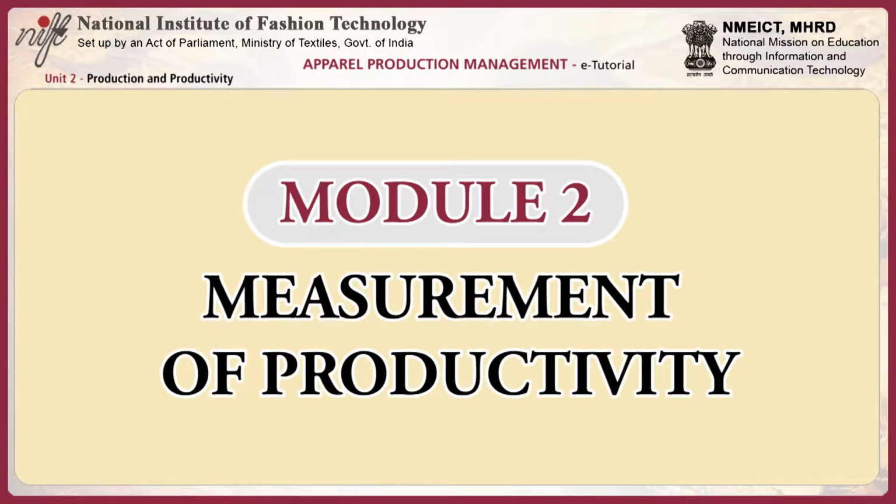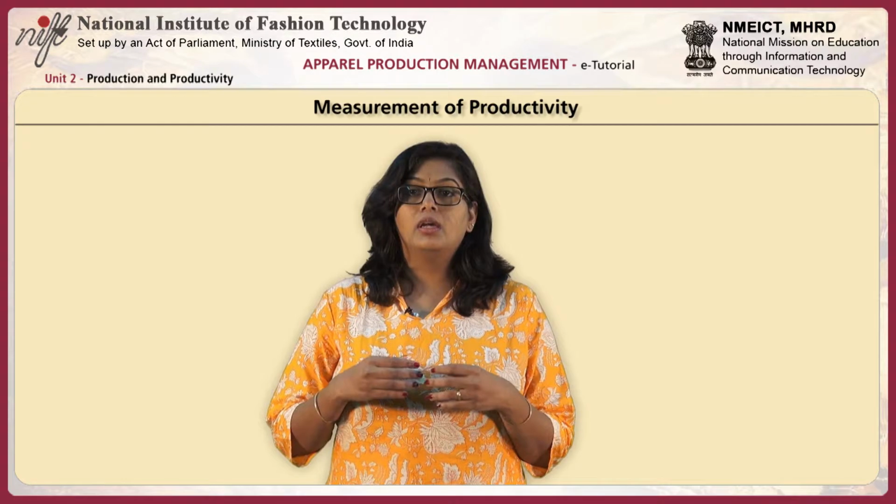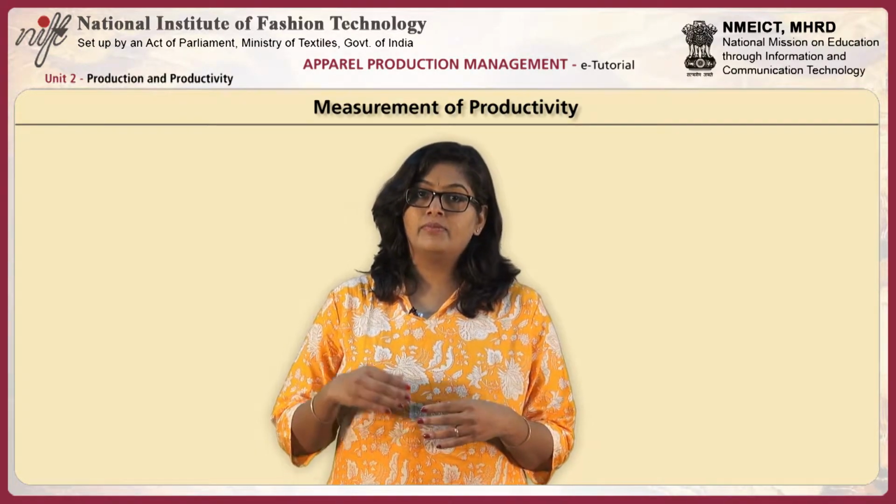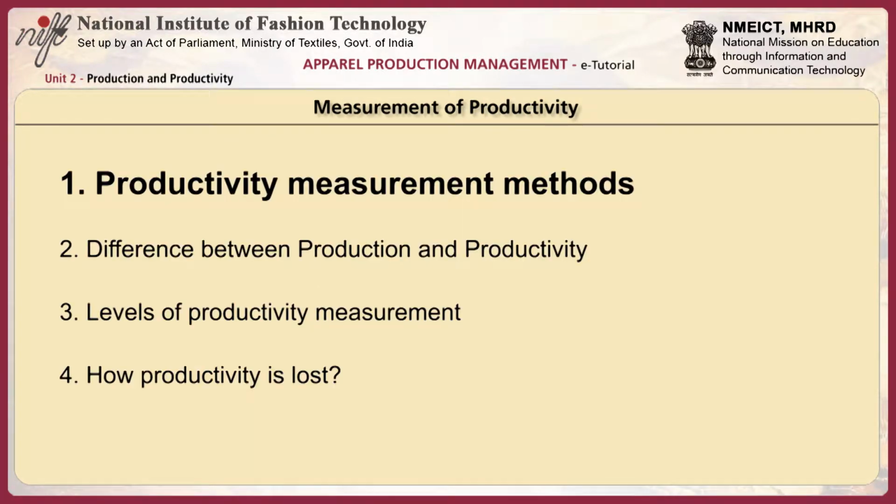Let us now look into module 2, the measurement of productivity. In the second module, we will learn about measurement of productivity, which includes productivity measurement methods, difference between production and productivity, levels of productivity measurement, how productivity is lost. First, let's look into the productivity measurement methods.